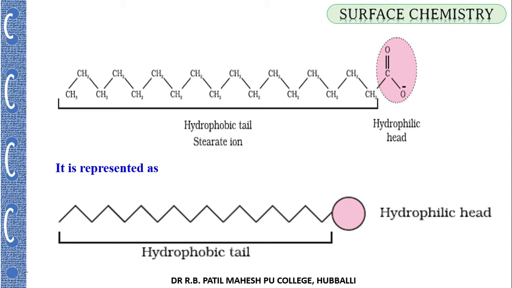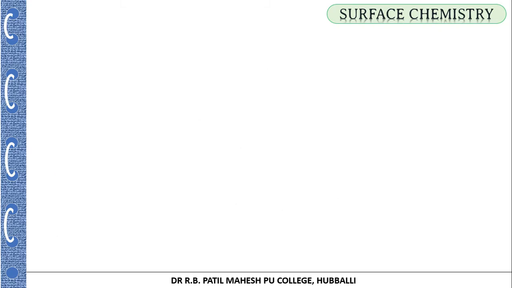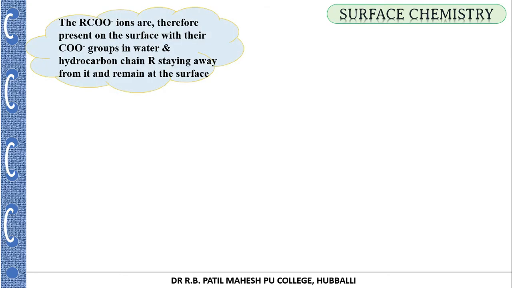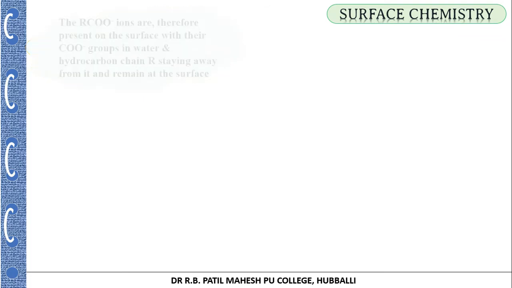Now let us see what happens when the soap is dissolved in water. When soap is dissolved in water, students, the carboxylate ions that are formed are present on the surface with their COO⁻ groups in water, whereas the hydrocarbon chains stay away from the water. Let us understand this concept with the help of an example.